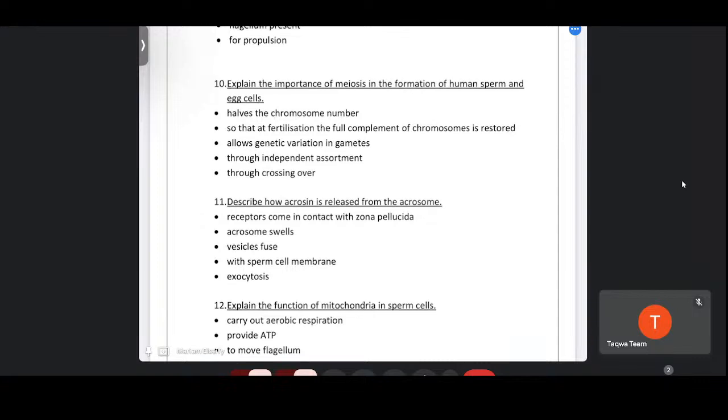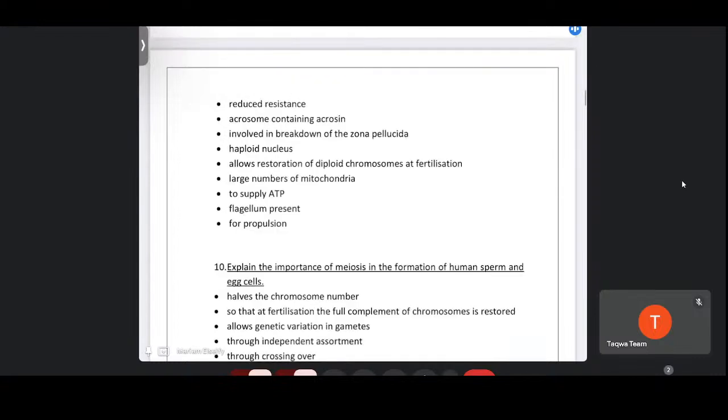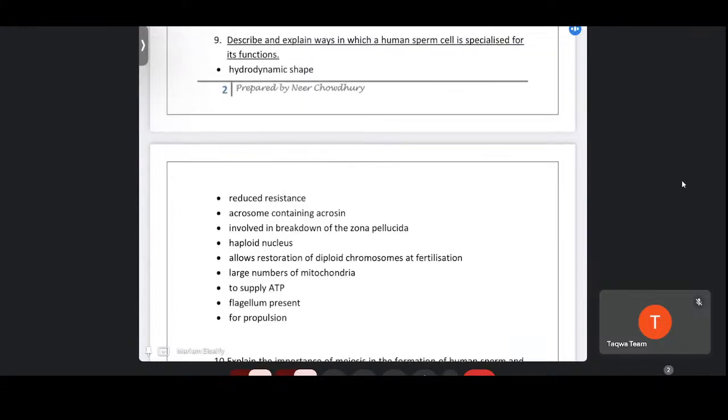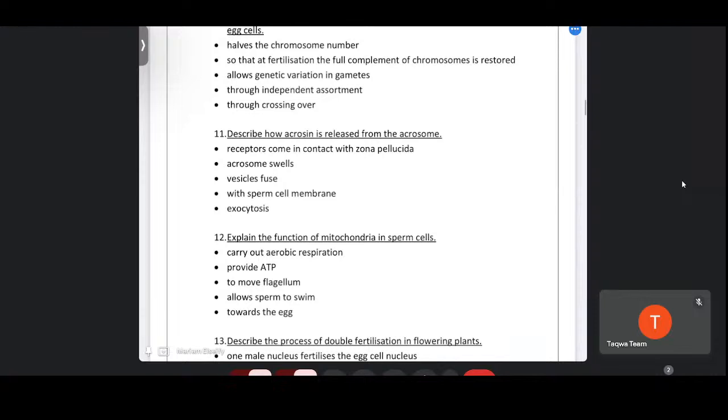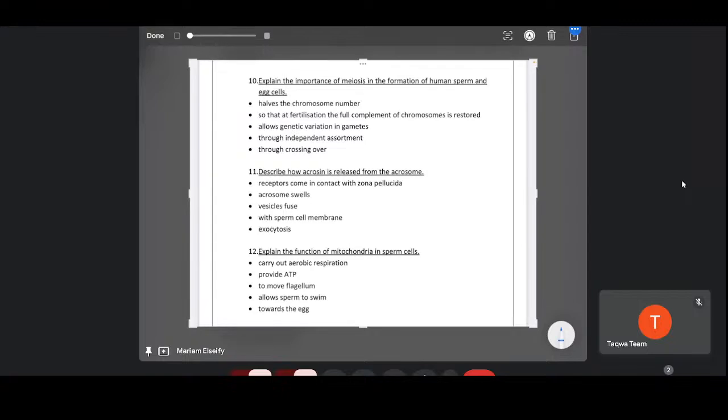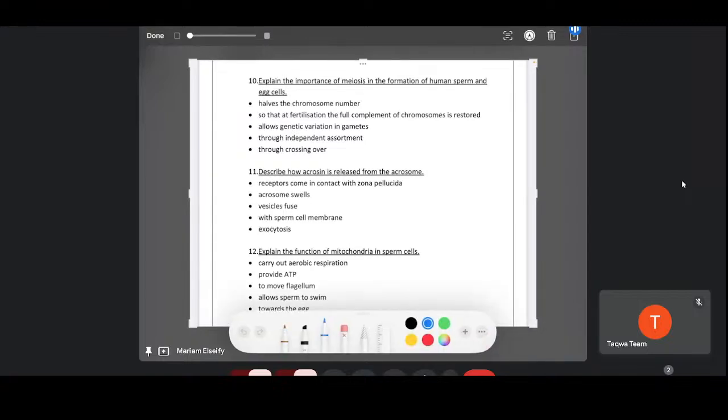I want you to explain how acrosin is released from the acrosome. So basically here, one of the really good specializations for the function is that the acrosome contains acrosin. Not only that it has an acrosome, but that it contains acrosin. So why is it important that there is an acrosome? And how is it released?